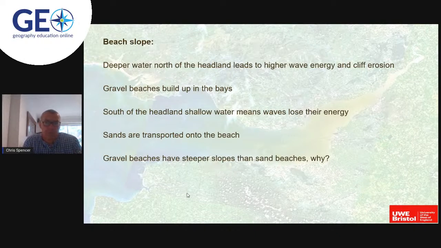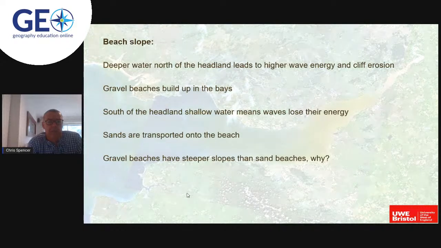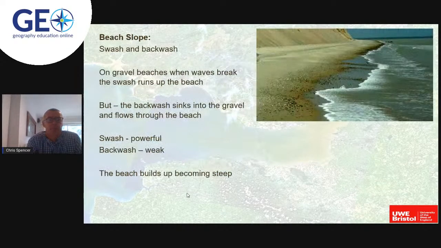We've got erosion of those limestone cliffs, and the gravel starts to build up in the bays. Whereas to the south of the headland, we've got the shallow water. Waves lose their energy as they're moving into the bays, and so we don't have gravel transported. The waves don't have the power to transport gravel in there. We get sands, we get silts and clays and mud. And that results in quite different beach characteristics, the gravel beaches being much steeper than the sand beaches.